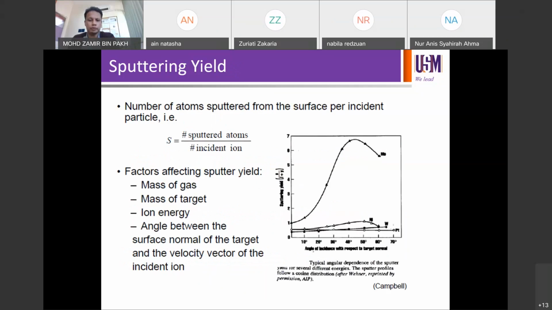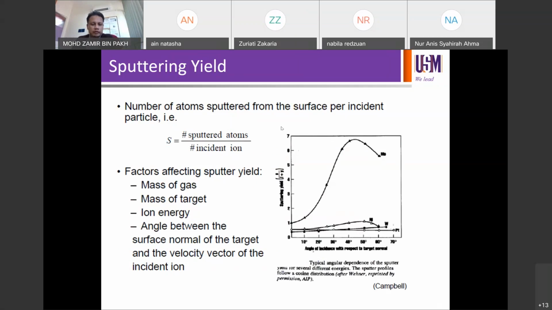Another important parameter for the deposition is called sputtering yield. It tells you the number of sputtered atoms versus the number of incident ions. So for every single ion incident on the target material, you want to know how many atoms are actually sputtered off the target for the deposition, right?